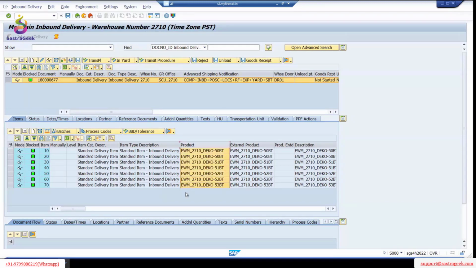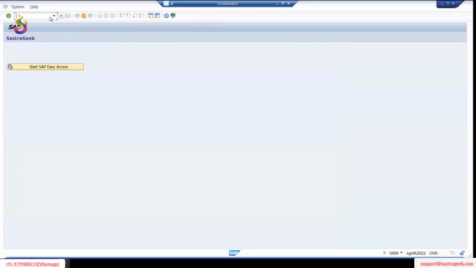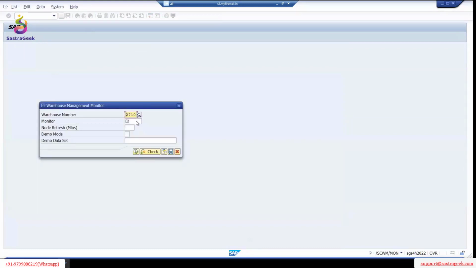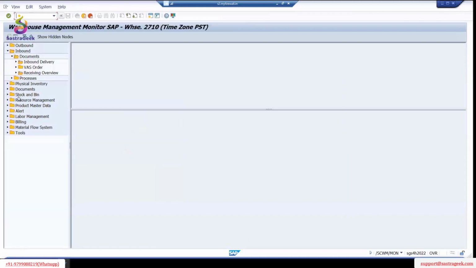So if at all you want to see the putaway control indicators, all these things, you can always check quickly. And master data as usual.